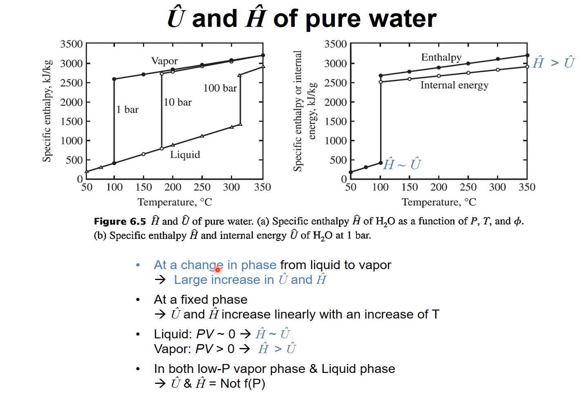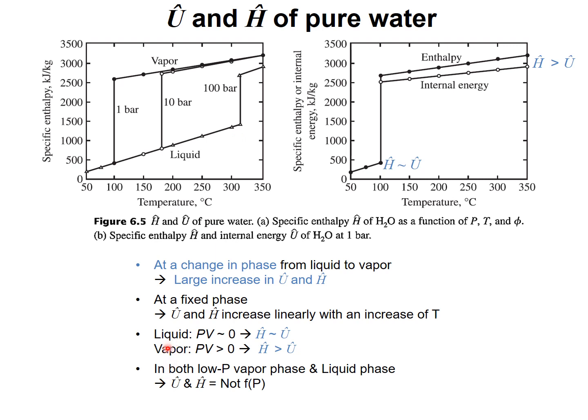So let me summarize the characteristics extracted from those two graphs. First, at a change in phase from liquid to vapor, like the vertical lines at 1 bar, 10 bar, and 100 bar, a large increase in internal energy and enthalpy is observed. So it means the vapor phase is much more energetic than the liquid phase. At a fixed phase, internal energy and enthalpy increase linearly with an increase of temperature. Not like this big jump, but a steady increase is obtained in any phase as temperature increases.